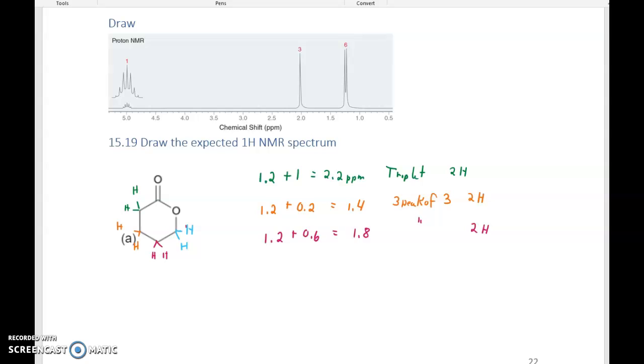Okay, so we get to the blue ones. They also start as 1.2. They are right next to that ester, so they get shifted 3 for that. That gives us, we expect to see them at 4.8. The blue ones here will be split by the pink ones, so we'll expect to see a triplet. And the integration will show that there are 2 protons.